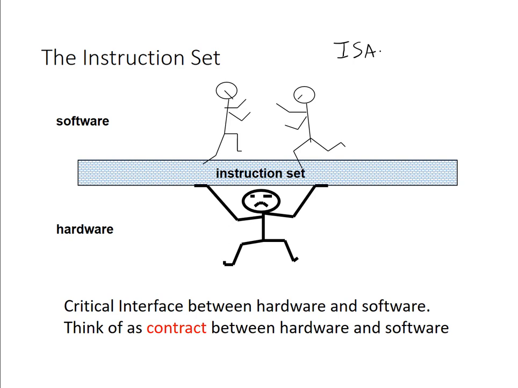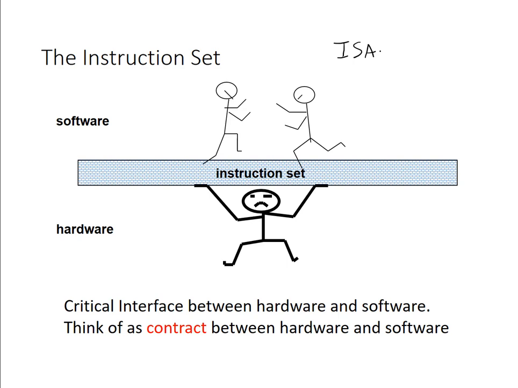So this little diagram here is showing stick people as our designers of software and hardware. Hardware designers don't need to know what type of software, or what type of programming languages or operating system are executed on that machine. They just know that they need to design the hardware such that it meets the specification, the ISA.